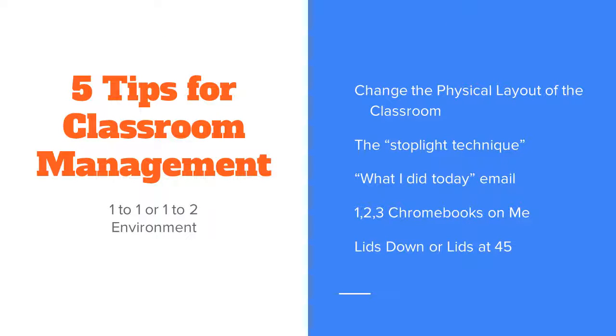Another thing to think about is 5 tips for classroom management in the 1-to-1 or 1-to-2 environment. This is another article we have for you, but think about, do you need to change the physical layout of your classroom? You might want to use the stoplight technique, and in this technique you have a red, yellow, and green stoplight, and picture your board with all of your learning for the day. You put the different colors of whether you're going to be using it or not using it during each of those learning experiences up on the wall like a stoplight. So red would mean we're not using it today, yellow we're going to get it out later, and green, go ahead and get out your Chromebooks now.